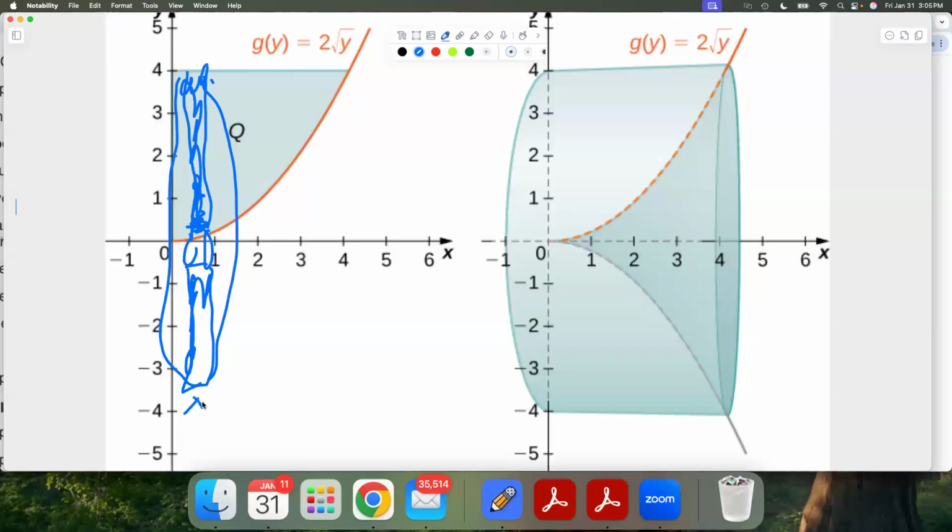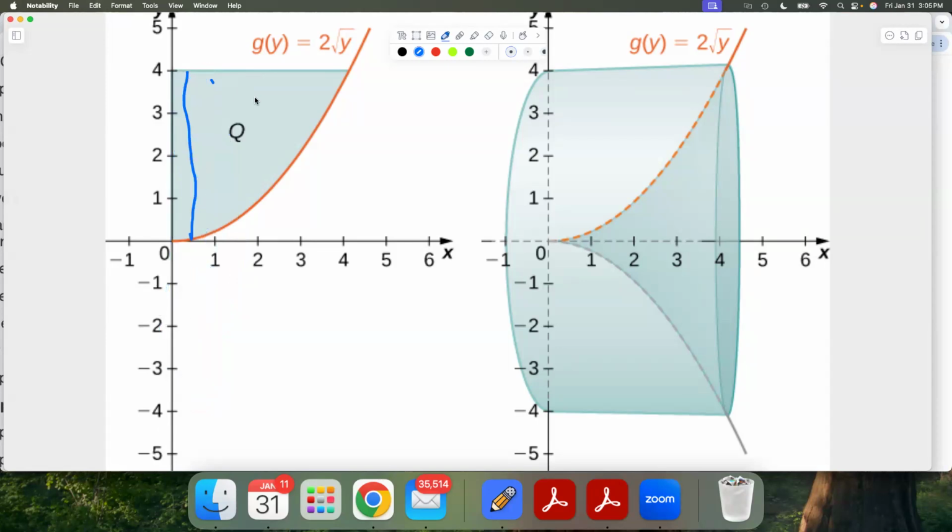I would have some thickness of delta x. I would need this guy in terms of x. So I would need y equals a function of x. And then my outer radius would just always be 4 the whole time. That would work perfectly fine. And maybe for fun, we'll do that. But that's not what the question asked us to do. It asked us to use cylindrical shells.